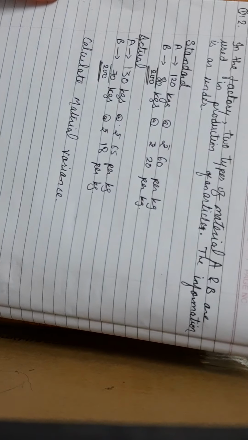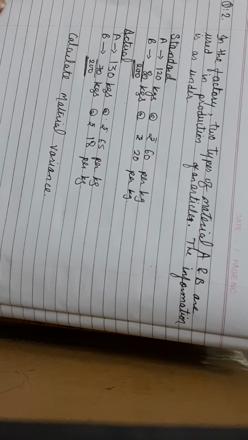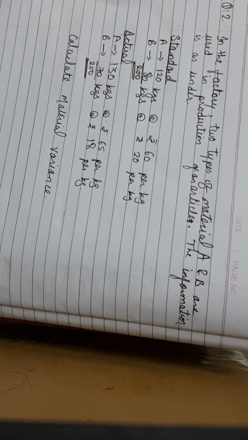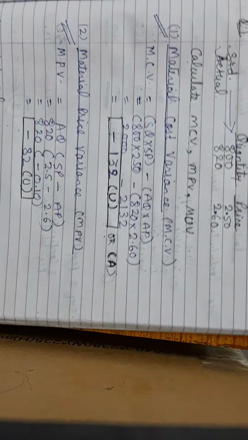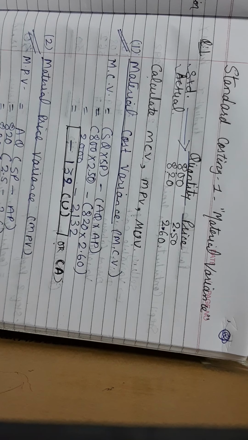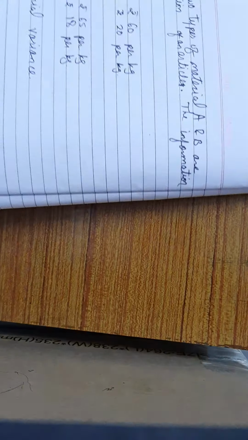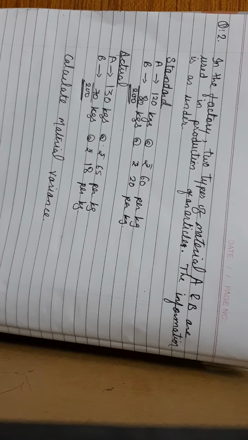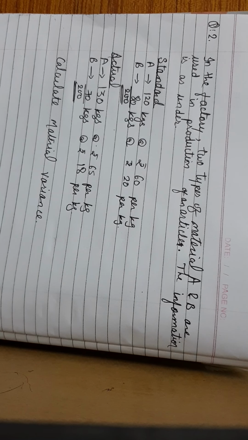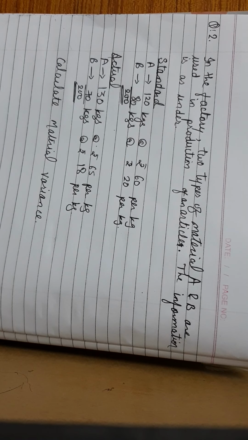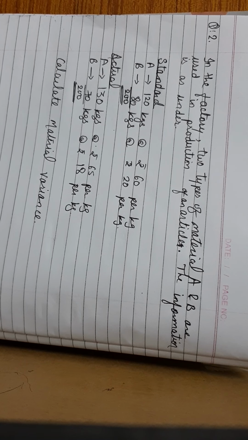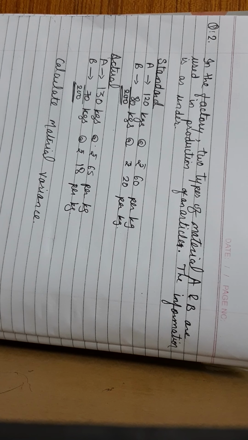Alright. So let us start with the second question. Let me explain the question first. See, in the first example there was only one material, we have talked about only one type of material, right? Here one product is using two types of material, material A and material B. So let us read the question first of all. In the factory, two types of material A and B are used in the production of the article. The information is as under.